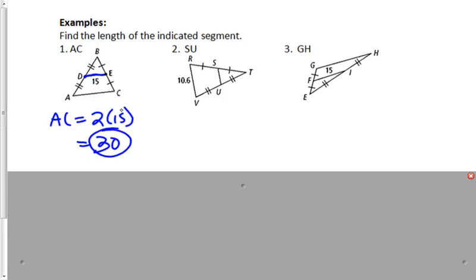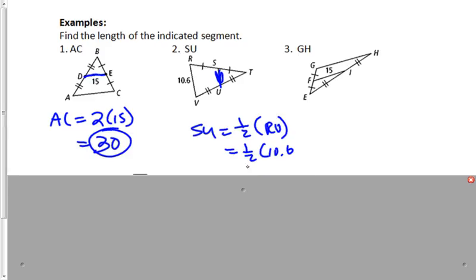Alright, so number 2, we're given that third side, and we want to find the length of that mid-segment. So that mid-segment right there, it's going to be twice, or sorry, half of it. So SU is half of RV, or half of 10.6, which would equal 5.3. Alright, why don't you try this one on your own? You can go ahead and pause it and try number 3. It says, find the length of segment GH.